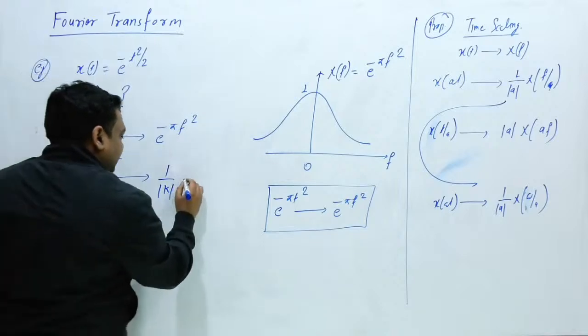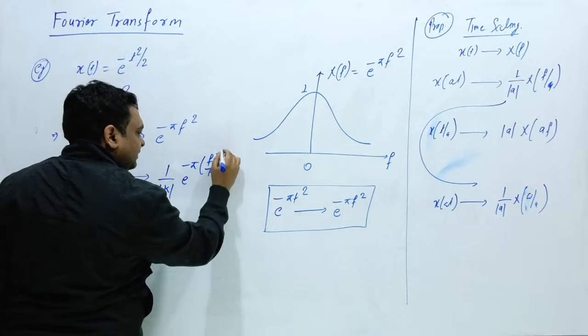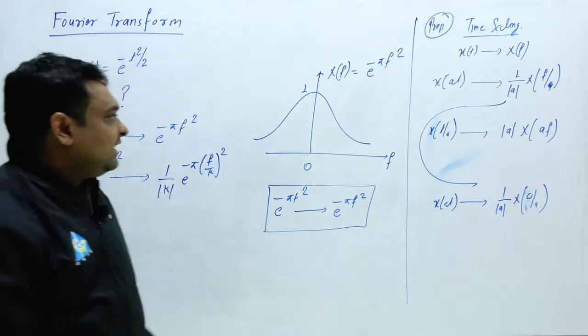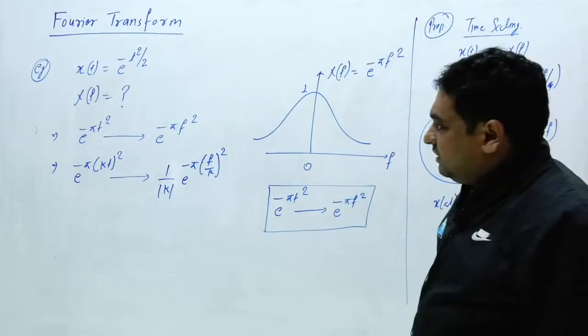Can I write e raised to power minus pi f by k whole square? What will be f by k whole square? Can I use this property x(at), where in place of a I have used k here?